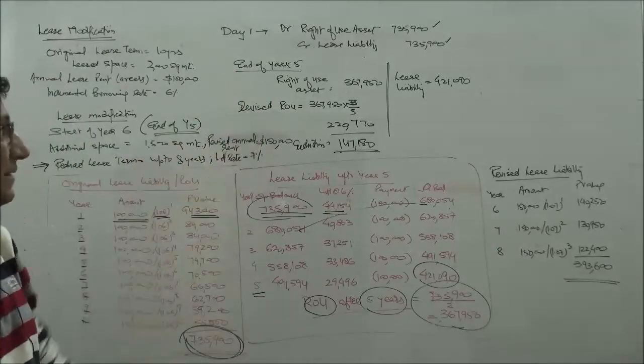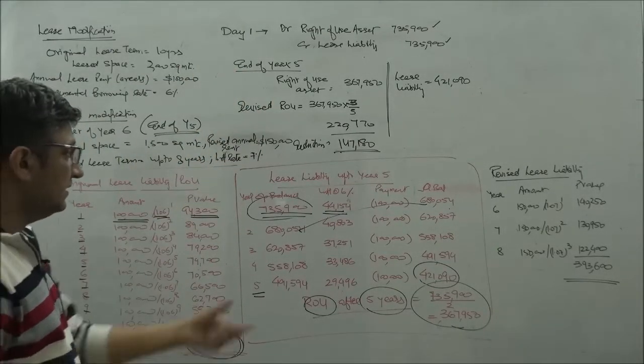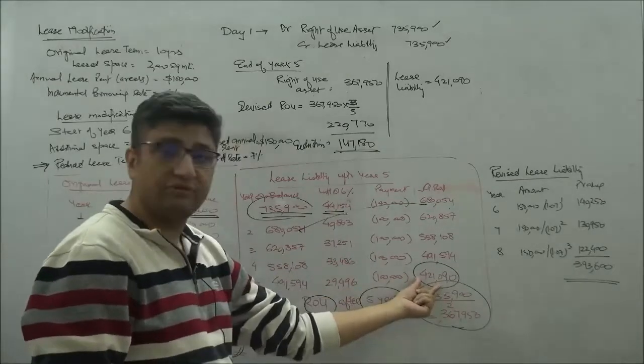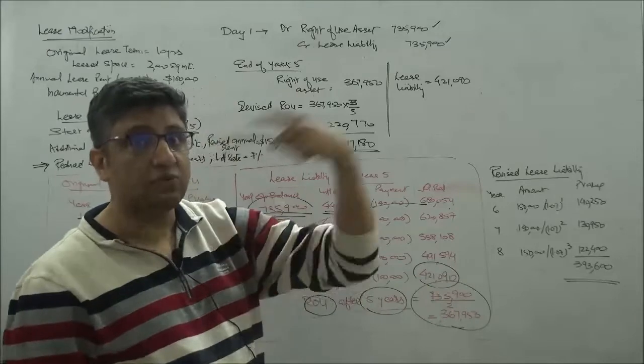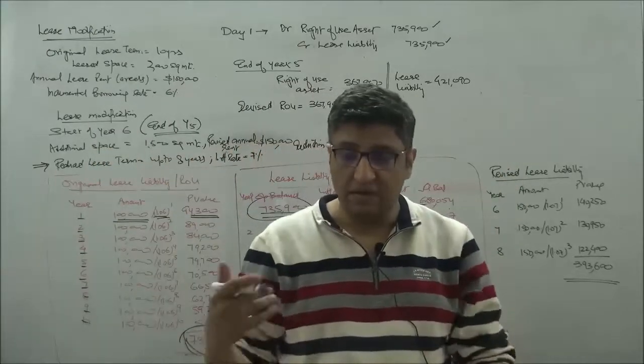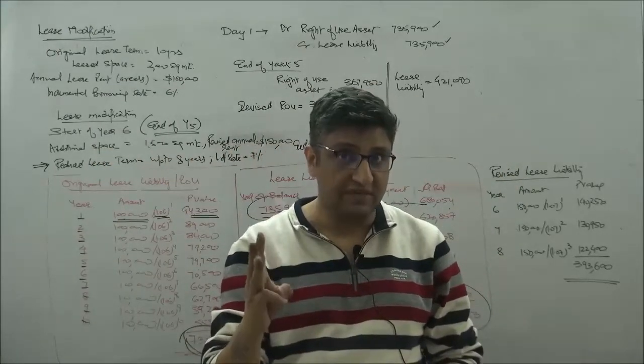This should be straightforward. Importantly, on the lease liability, what you need to understand is, this is my carrying value of the lease liability as on this date. I'm only supposed to pay, with the reduction in the lease term, I'm only supposed to pay for the next 3 years, right?